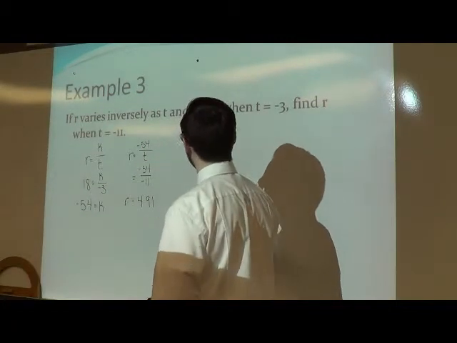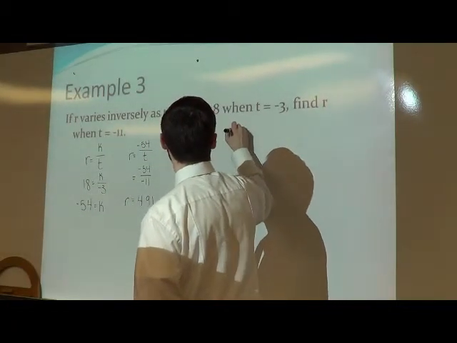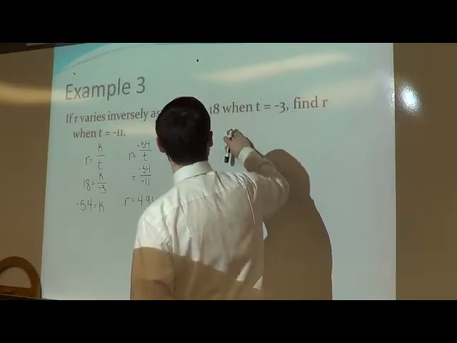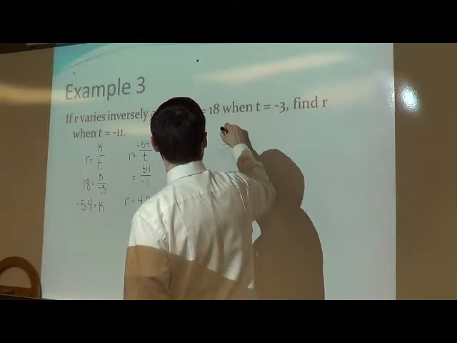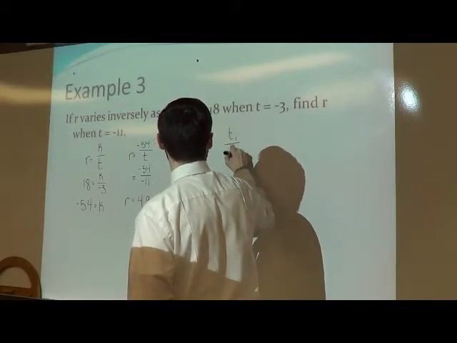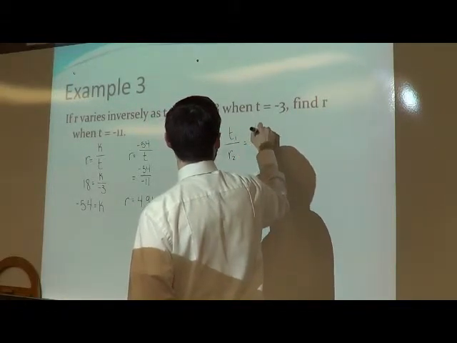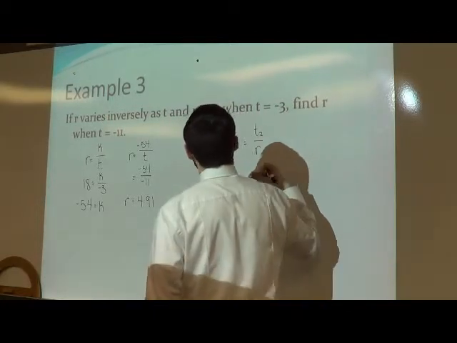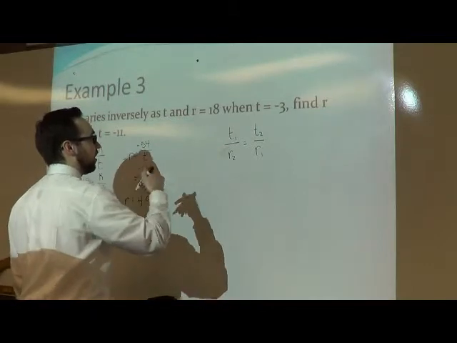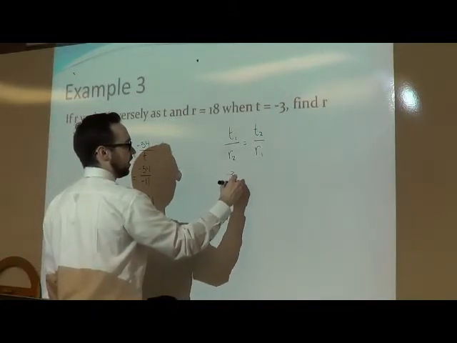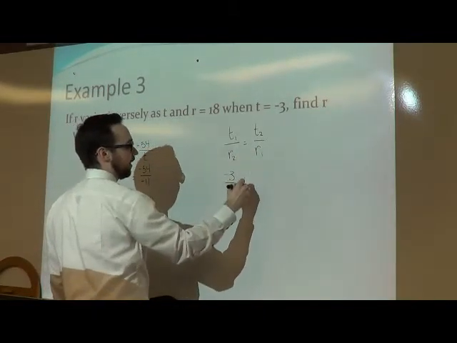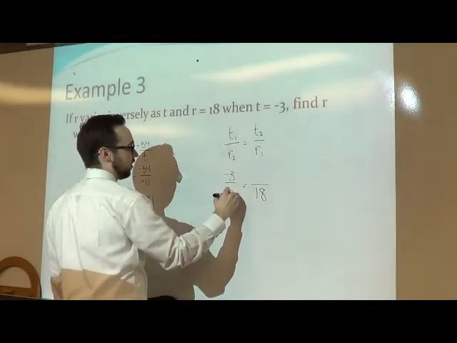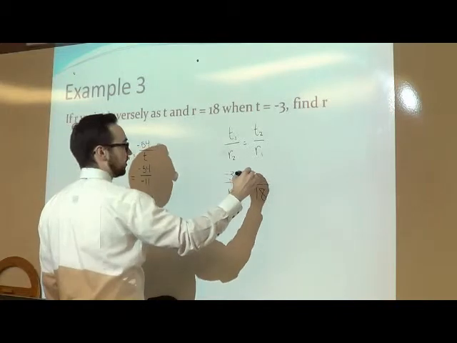So again, we could do it the other way. Remember, we have r as our y. So we have t1 over r2 is equal to t2 over r1. It doesn't matter which one's 1 and 2, as long as you have the t's on top. So we're going to have negative 3. Now negative 3 goes with 18, so 18 has to go in the other denominator. So we're looking for this r, and then we know the opposite t is negative 11.